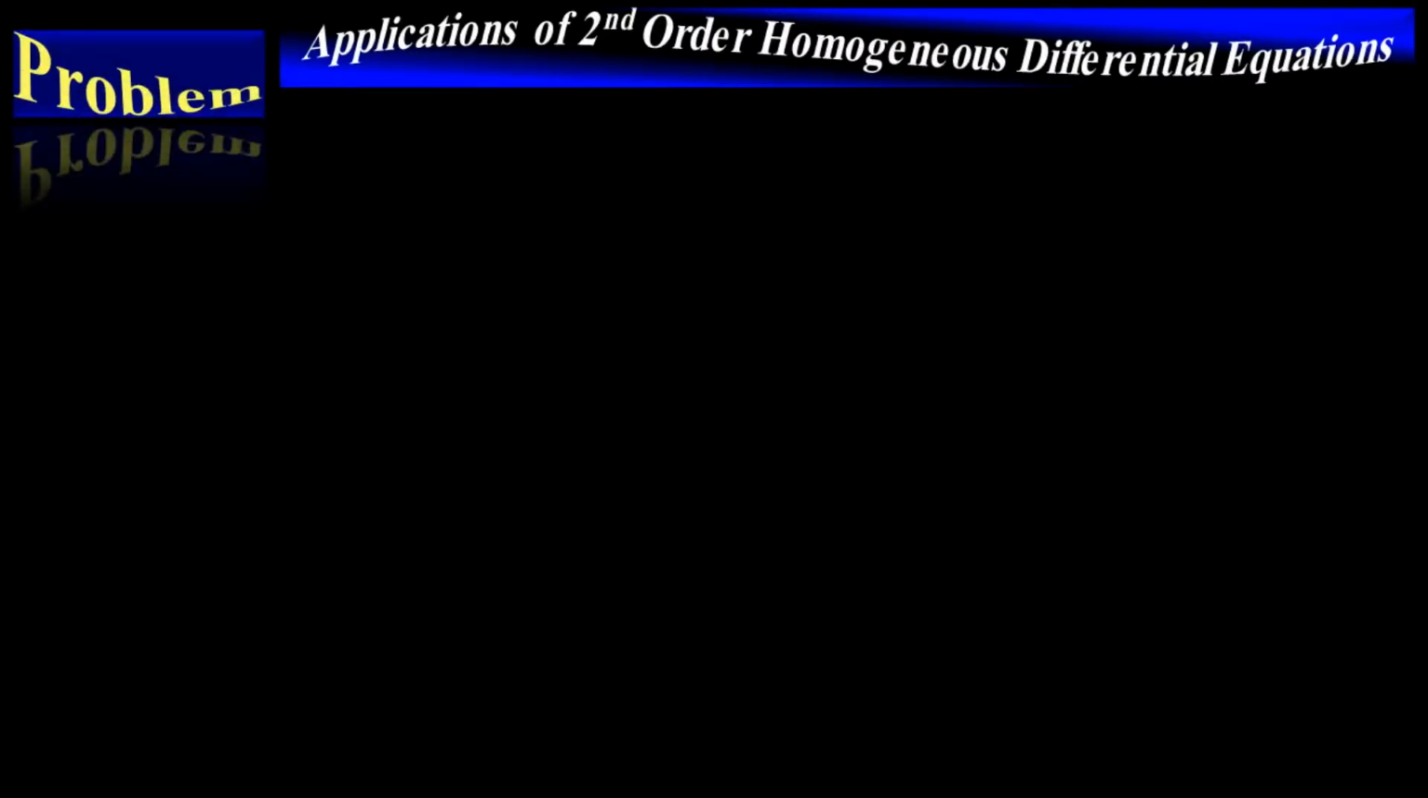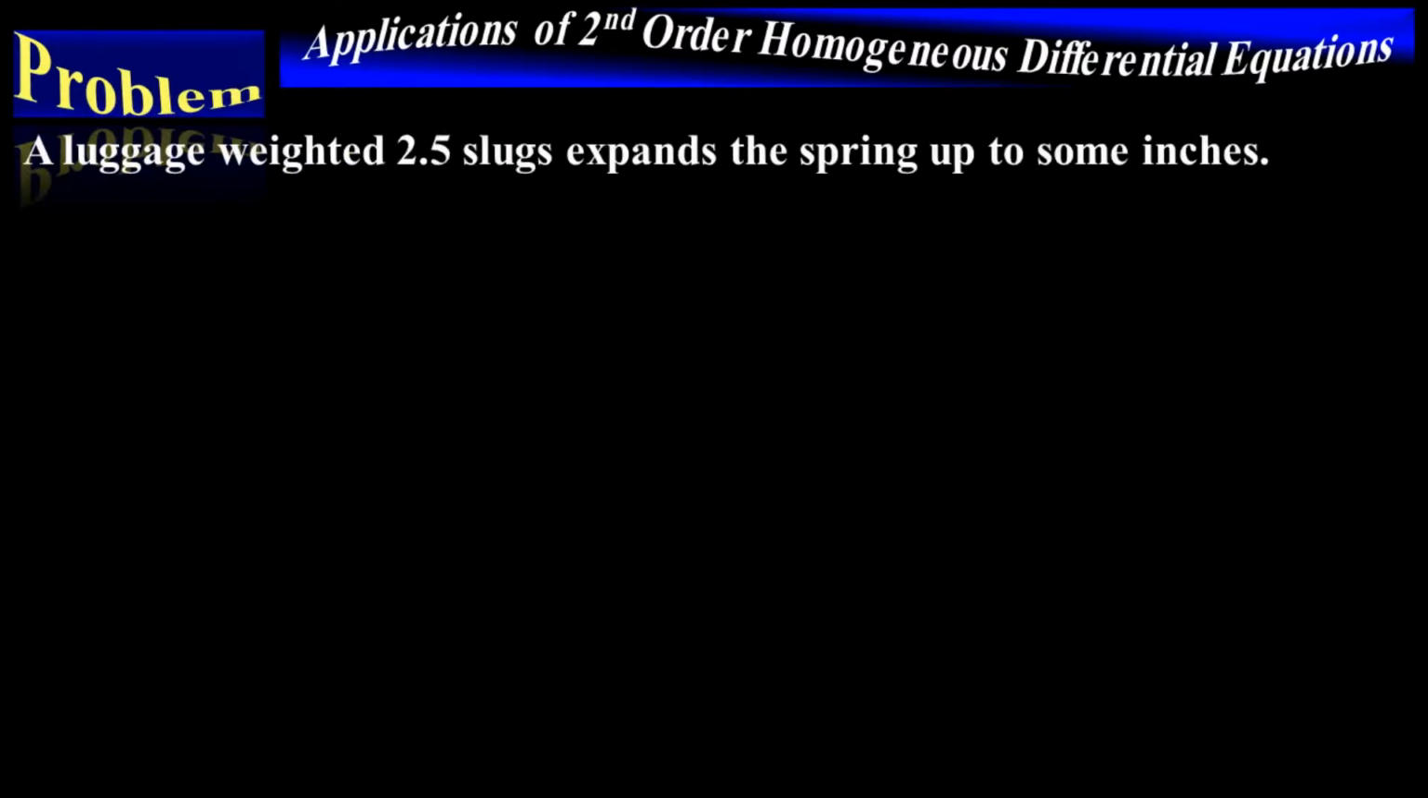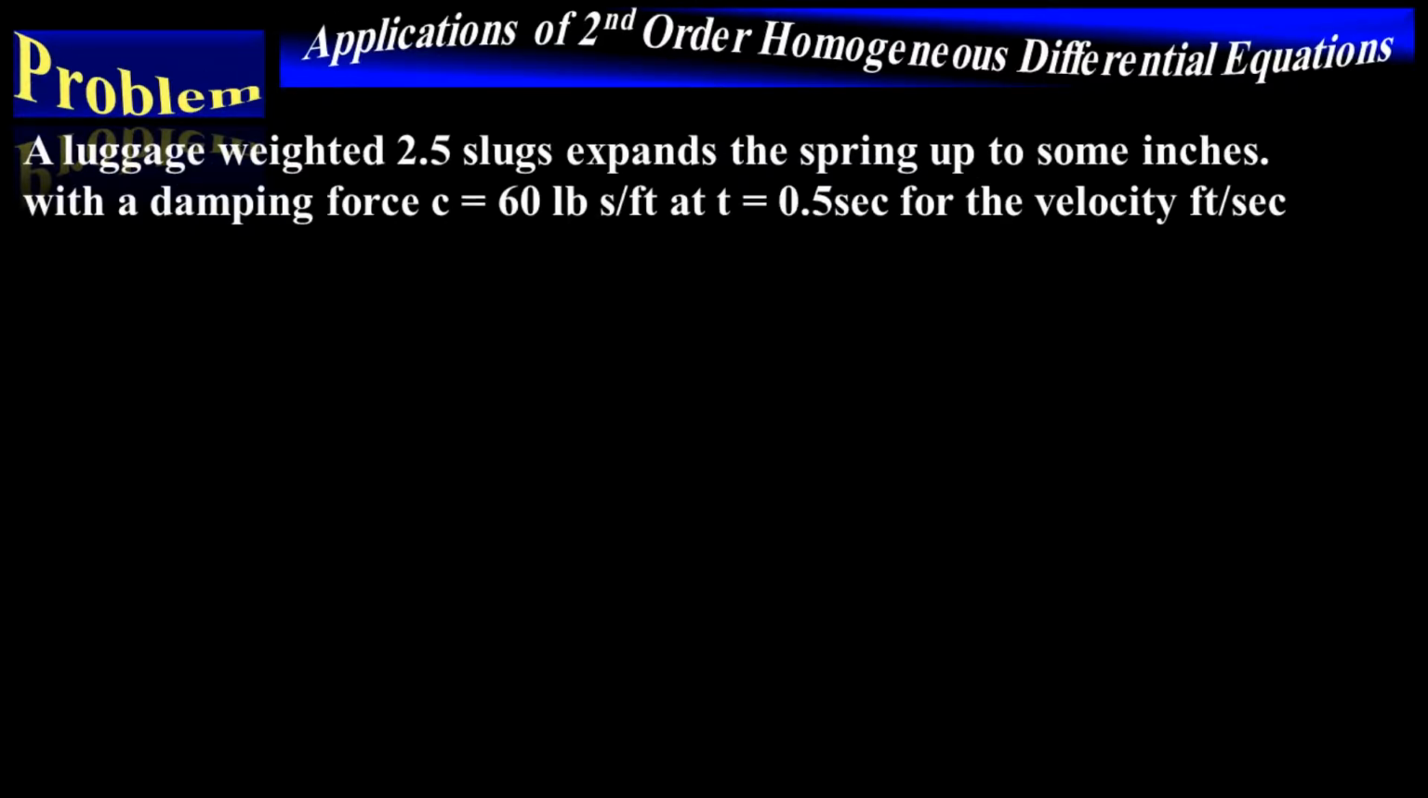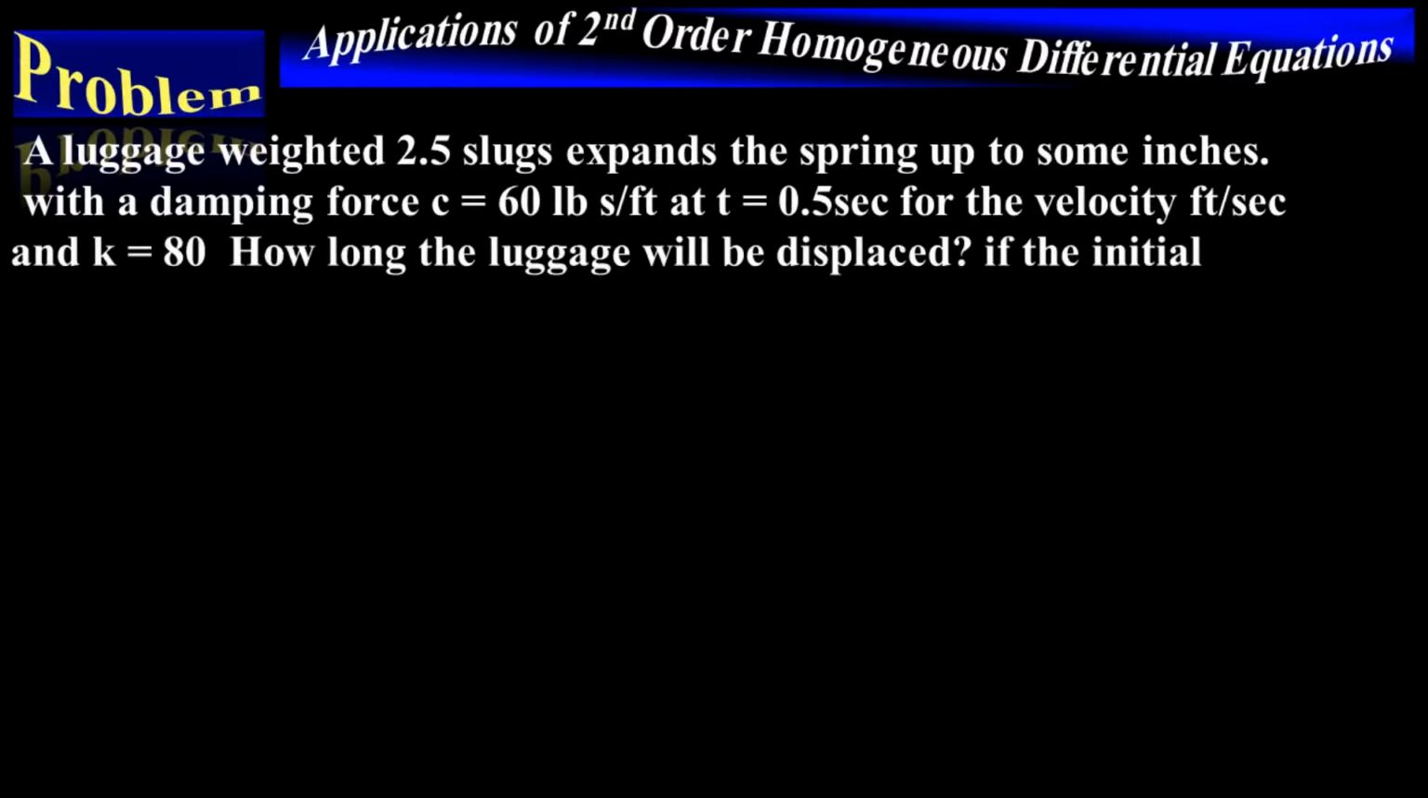One more problem of second order homogeneous differential equation. A luggage weighing 2.5 slugs stretches the spring up to some inches with a damping force equal to 16 lb at t equals 0.5 seconds for the velocity in feet per second, and k equals 80. How long will the luggage be displaced if the initial conditions are y of 0 equals 1 and y prime of 0 equals 15?